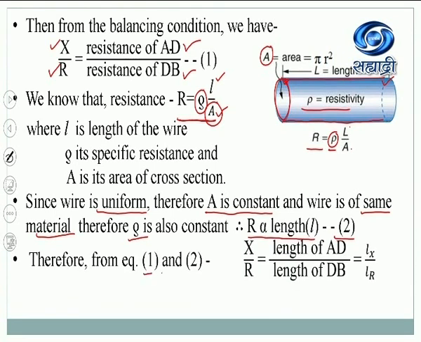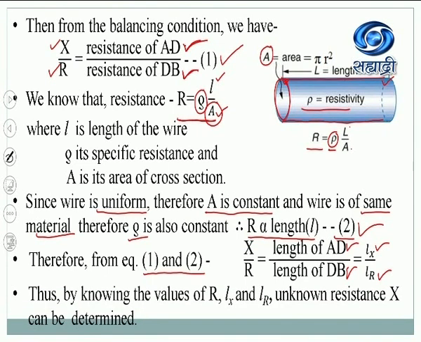So from equations 1 and 2, what do we get? This is our equation 1 and this is our equation 2. X upon R from equation 1 is equal to the resistance of AD divided by the resistance of DB. But resistance is proportional to length, so we write X upon R is equal to the length of AD upon the length of DB. Remember, how much is the length of AD? We had seen it is Lx. How much is the length of DB? That is Lr. So we get X upon R equal to Lx upon Lr.